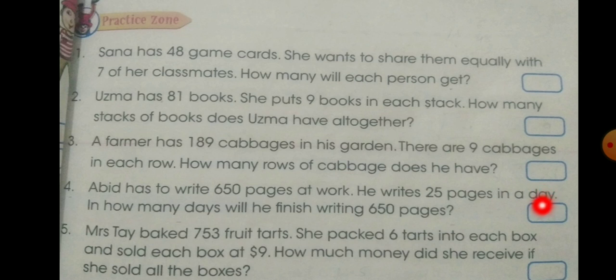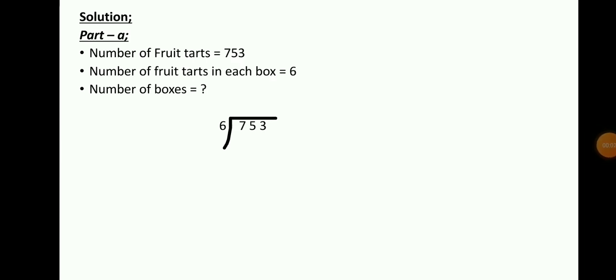So the last question is, Mrs. Tay baked 753 fruit tarts. She packed 6 tarts into each box and sold each box at $9. How much money did she receive if she sold all the boxes? So this question consists of two parts, and part A is number of fruit tarts are 753. Number of fruit tarts in each box are 6. Number of boxes we have to find. So for that we'll write 6 outside the square root and we'll write 753 inside the square root.